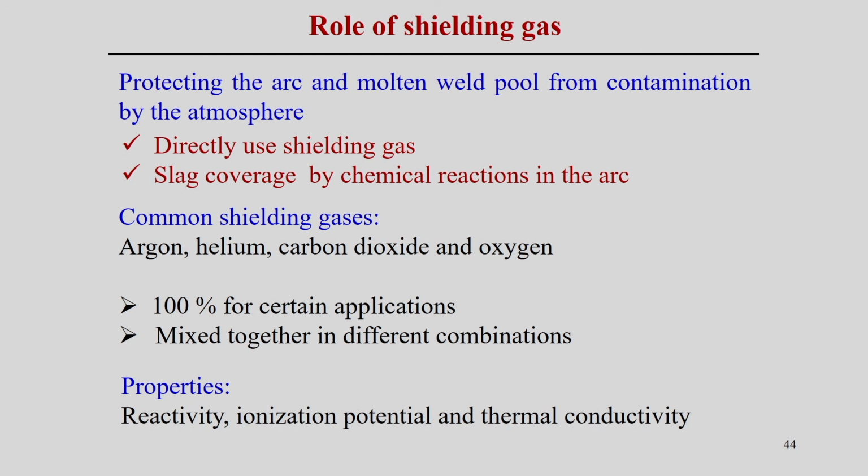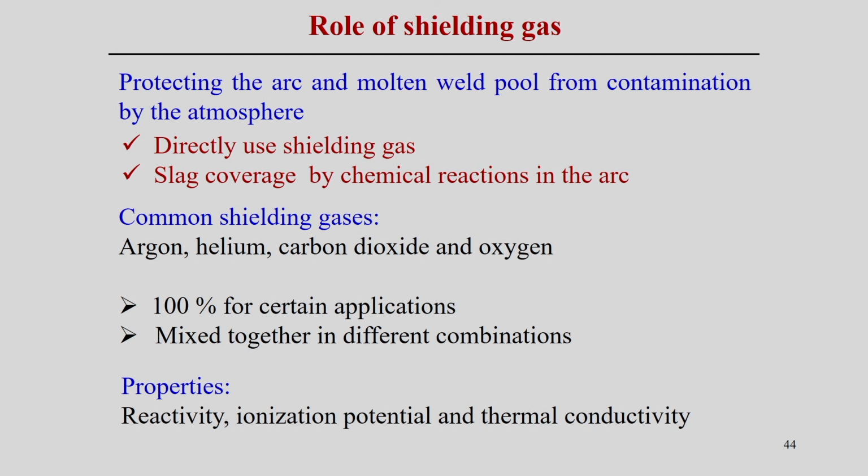Or sometimes you use slag, where we cover the zone by the slag coverage through the chemical reaction in the arc; we put in the solid form of the slag. So, we create the arc, melt it, and then that covers the molten pool during this welding process. That is why common shielding gases we can use are, for example, argon, helium, carbon dioxide and oxygen, and mixing of those in a certain proportion.